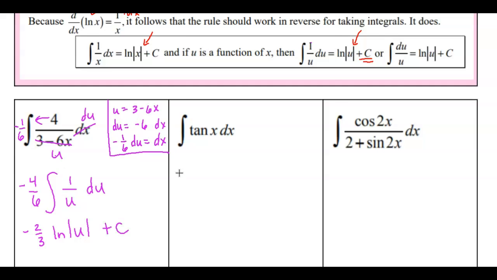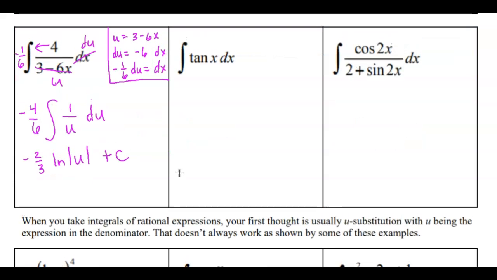And I know some of you might skip straight to plugging the u back in, and that's fine. I just don't. So -2/3 the natural log of 3 minus 6x plus c, okay? If this would have been something like plus x squared, we don't need those absolute value bars, but because we're dealing with subtraction and x to the first, we want to make sure all those values are positive or negative if needed.